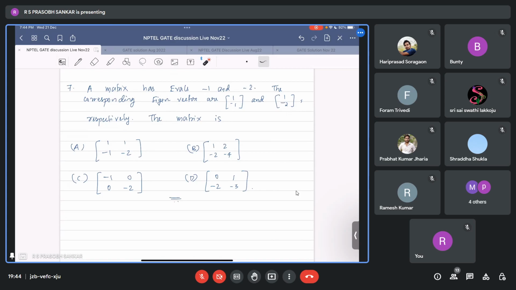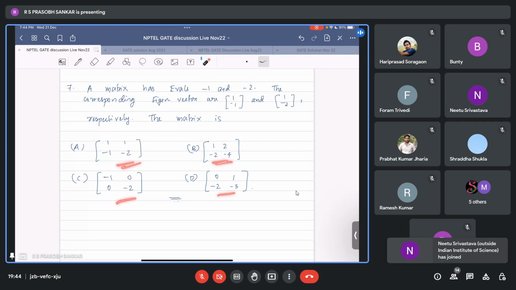That's the question. Basically, they have given the eigenvalues and eigenvectors of some matrix. We don't know what the matrix is. From this information, we need to find the matrix. Is the matrix this one, or which of these options is the answer? So the question is clear, no?